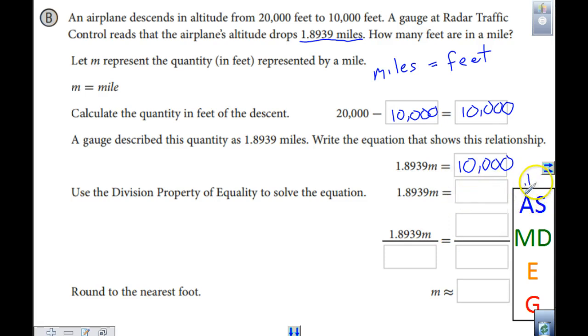We're going to be using the same steps as yesterday. Right? Just bring it down. Bring it down. And divide by what? Yeah, 1.8939 divided by 1.8939. And throw that into your calculator and see what you get.